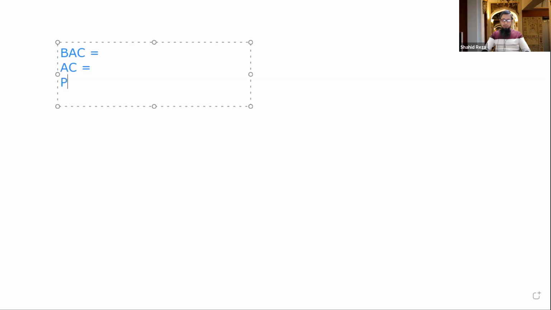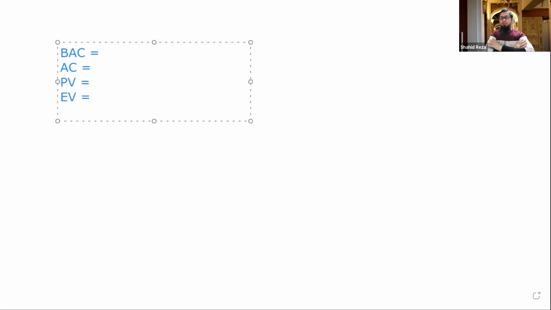Third one is planned value, and the last one is earned value. I talked about how there are actually 13 formulas of earned value management. All formulas use these 4 variables. If you can understand these 4 variables, then you can easily do any kind of math you get in the PMP exam.